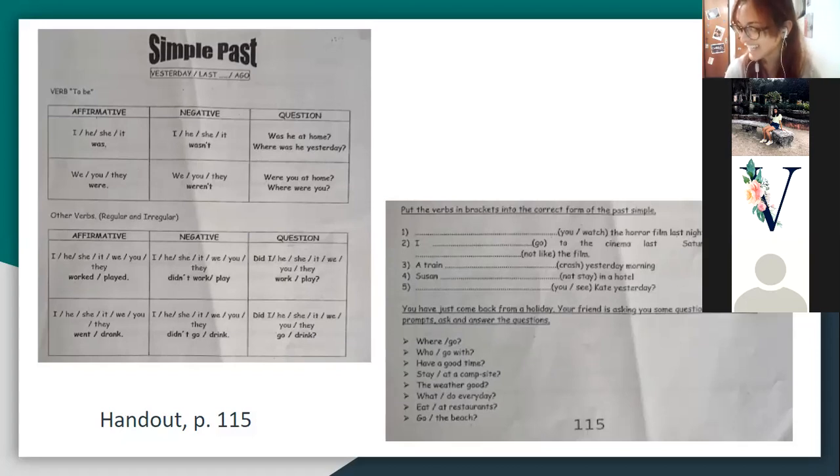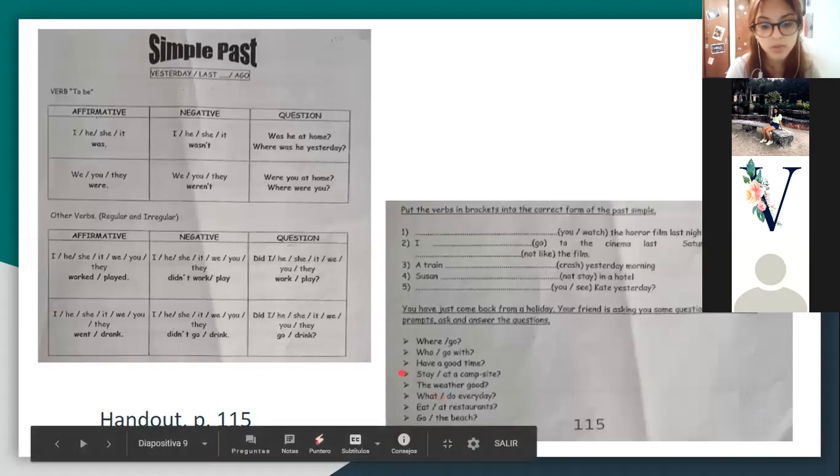Good. Fran Martinez. Did you stay at the campsite? No, I didn't. Okay, that's fair. Sophie. Was the weather good? Yes, it was. Very good. Facu Tanquia.